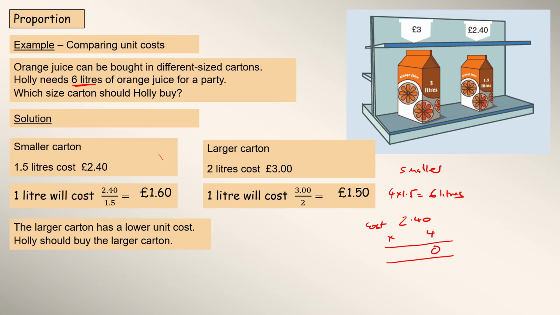Four times nothing is nothing. 4 times 4 is 16, so 6, carry the 1. And 4 times 2 is 8 plus the 1, £9.60.